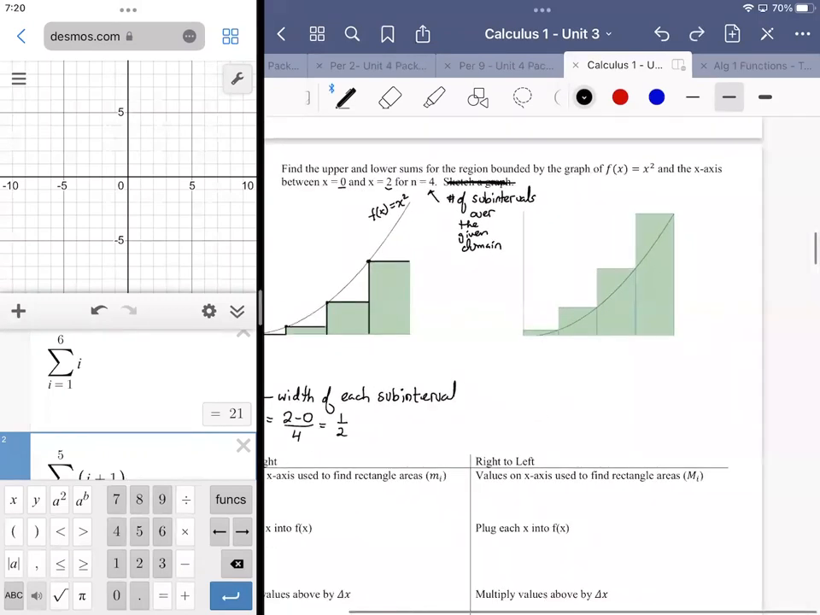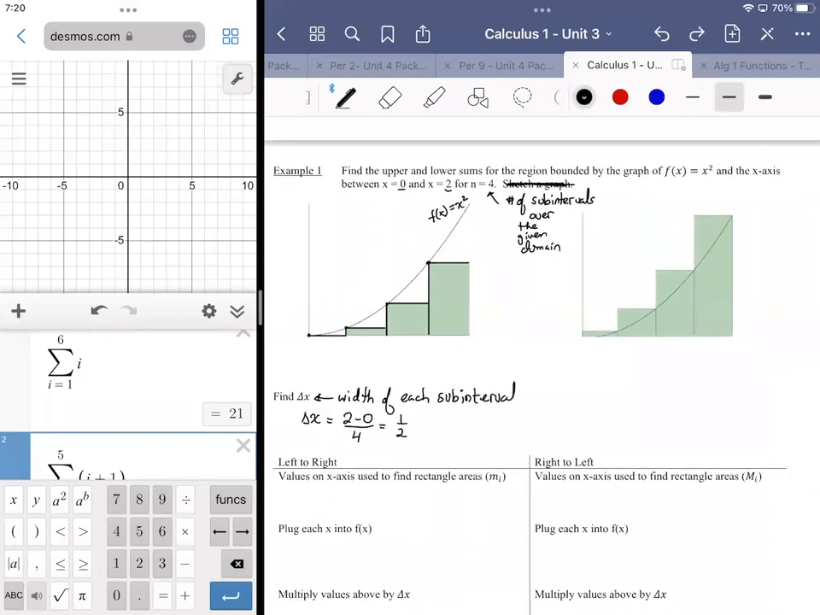The alternative would be to start on the right-hand side, plot a point, and then half a unit later, plot another point, and half a unit later, plot another point, then half a unit later, plot another point, and then create rectangles out of those.